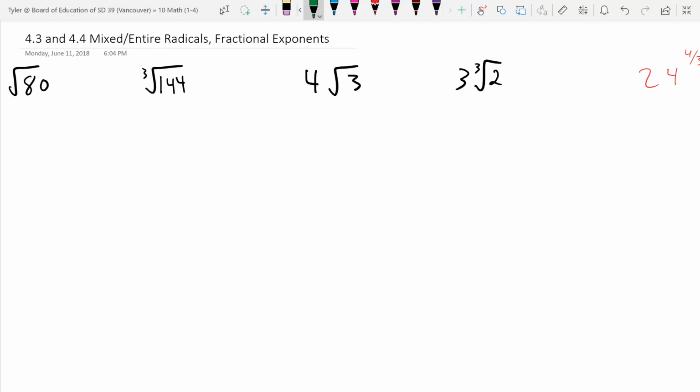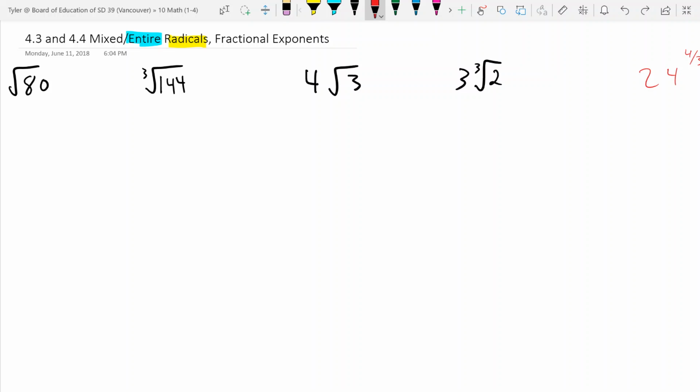All right, we're going to go over chapter 4.3 and 4.4, mixed and entire radicals and fractional exponents. When we're talking about radicals, we're talking about the square root, but it can also be a cube root, fourth root, anything like that. Mixed and entire: an entire radical is something where the whole number is underneath the radical sign, the root sign, whereas a mixed radical is something like that.